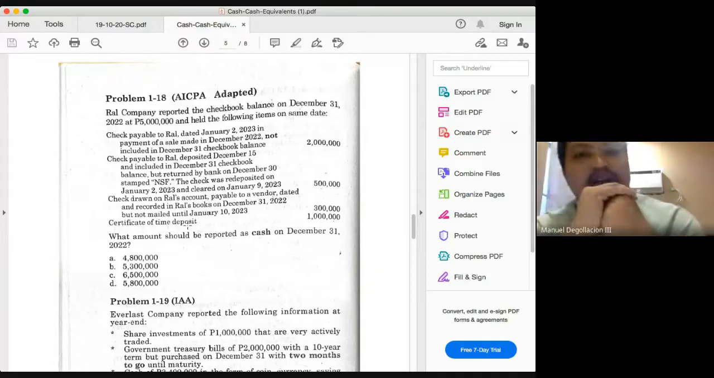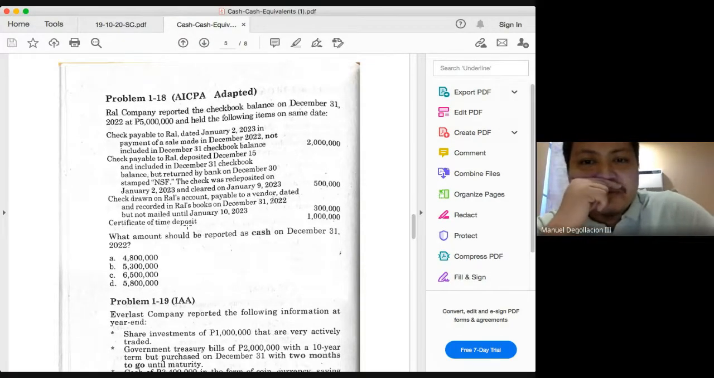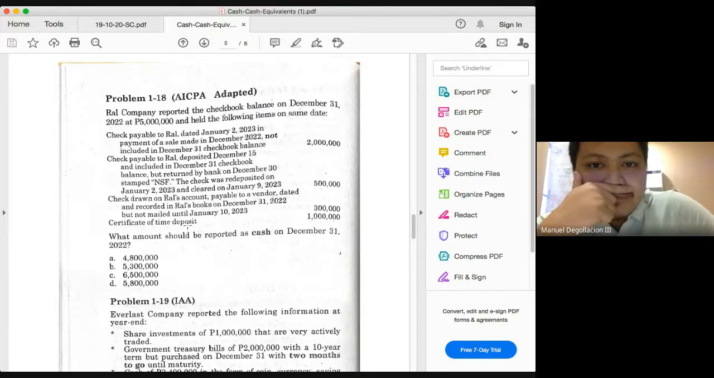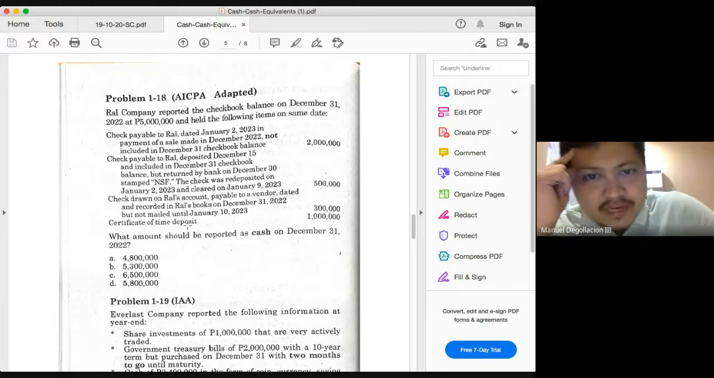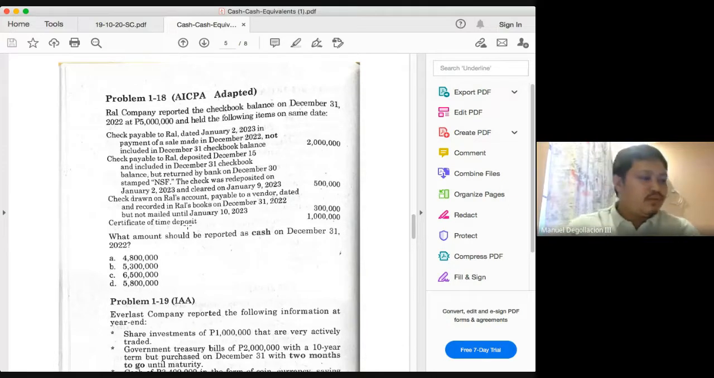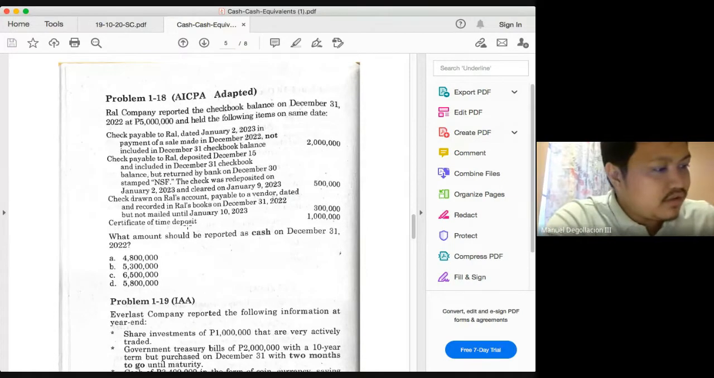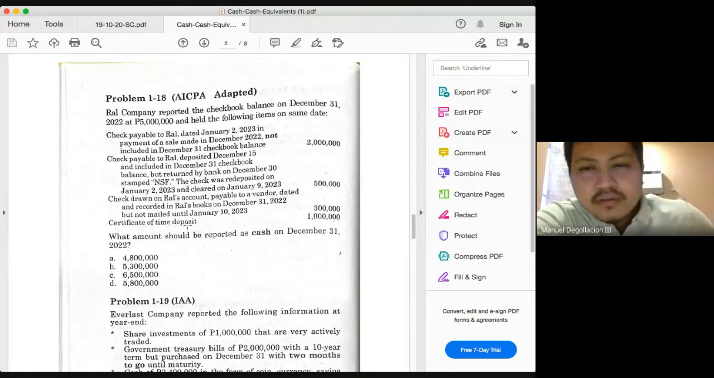Check payable to RAL deposited December 15 and included in the December 31 checkbook balance but returned by the bank on December 30 for NSF. The check was redeposited on January 2 and cleared on January 9. So that means since this was included in the December 31 checkbook balance, this was included in the 5 million balance. Was it correct for us to have included the NSF check of 500,000? The answer is no, because it is not funded, it is not good as cash.